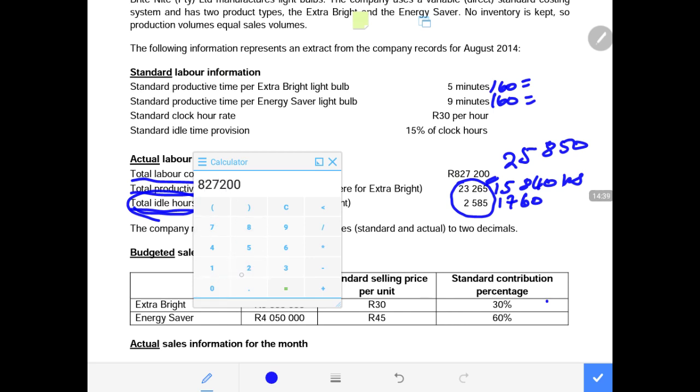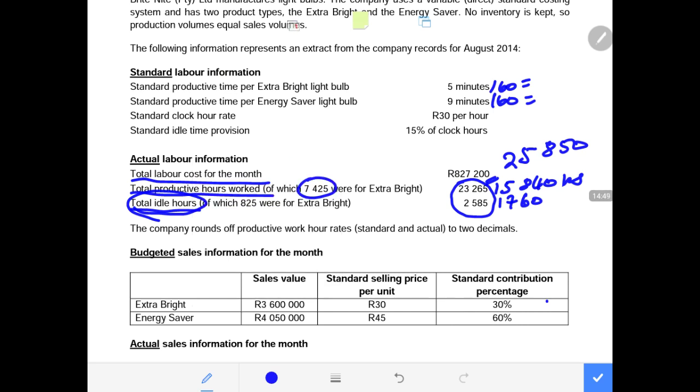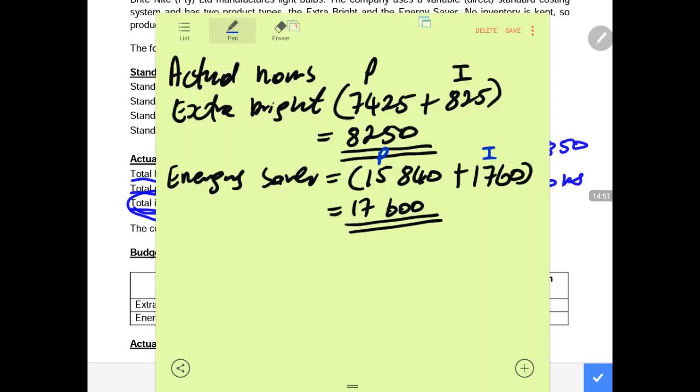Therefore, now we say 827,200, which is the total labor cost. Divide this by 25,850 hours. This gives us 32 rand, meaning now our actual labor rate will be 32 rand. Therefore, now we calculate our actual labor rate as it was not given.